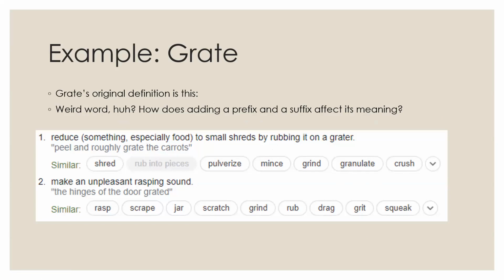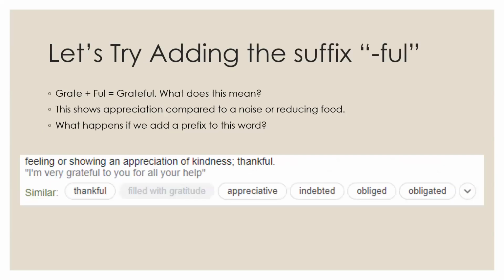Weird, isn't it? You would imagine this word being used a whole lot, right? So let's try adding a prefix and a suffix to try and change its meaning to see what it does. So let's try adding the suffix full to it. So if you had great and the other word full, it means the word grateful.